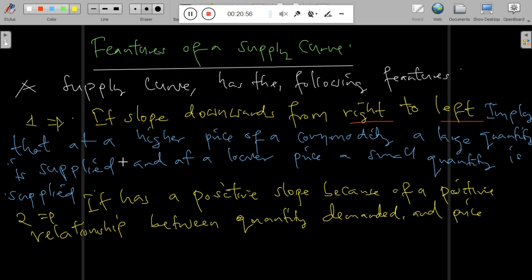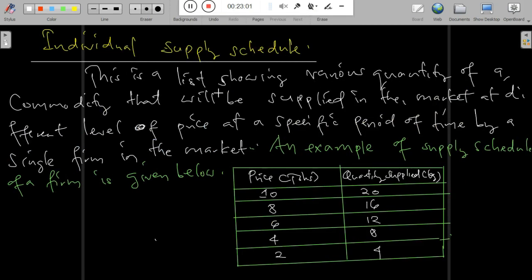Features of the supply curve. A supply curve has the following features. The first one: you need to understand that the supply curve slopes upward from left to right, implying that at a higher price of a commodity, a larger quantity is supplied, and at a lower price, a smaller quantity is supplied. Second, another feature of the supply curve is that it has a positive slope because of a positive relationship between the quantity supplied and the price.